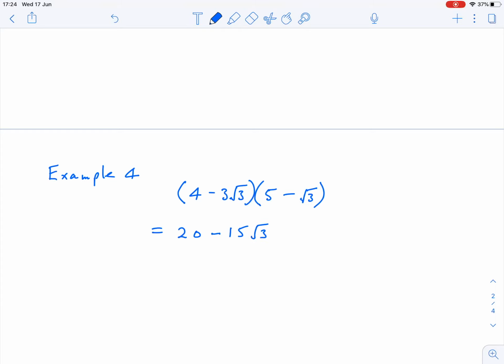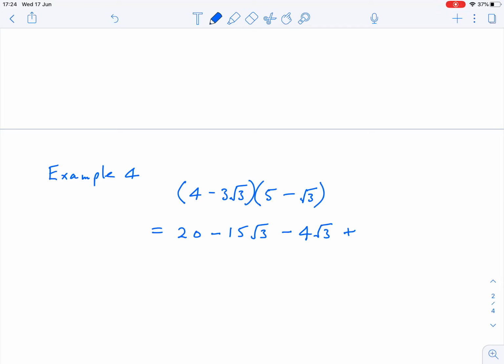Now we're going to multiply the first bracket by the minus root 3. Minus root 3 times 4 is minus 4 root 3. And finally, minus 3 root 3 times minus root 3. A minus times a minus gives us a positive. And then we've got 3 root 3 times root 3. So the root 3 times root 3 gives you 3.